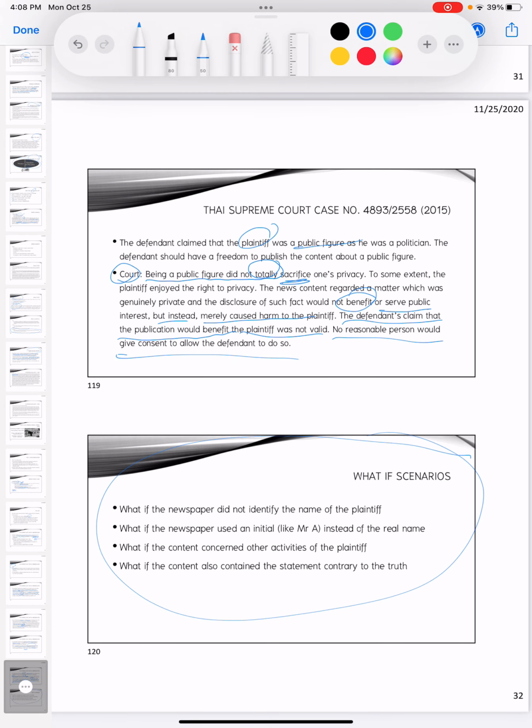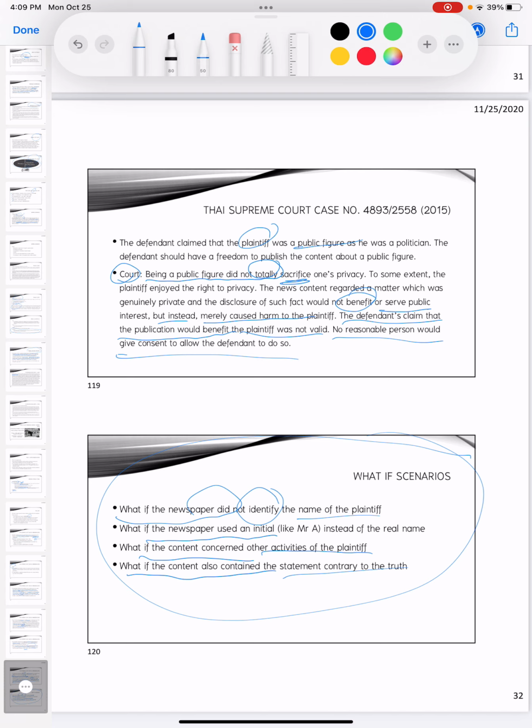So there are some interesting questions. What if the newspaper did not identify the name of the plaintiff? That would be different, right? The result of the case. If the newspaper used the initial, like Mr. A, would it change the result of the case? What if the content concerned other activities of the plaintiff? Because now it's just the activity that they have in a really intimate area, right? What if the content also contains statements contrary to the truth that would lead to defamation?